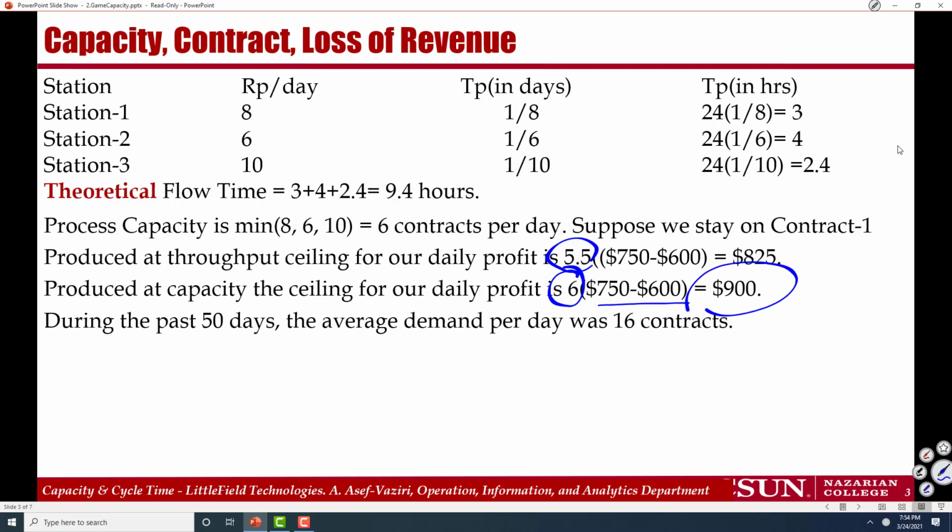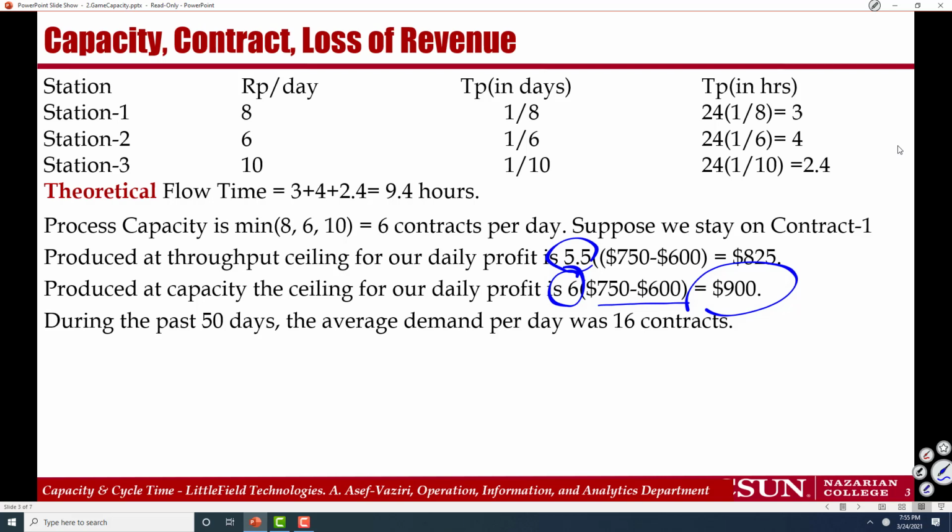The problem tells us that in the first 50 days, you have had 16 contracts per day. But because your working process was limited, not all of them have been able to come into your system, because the maximum working process allowable in the game was 20, and it has not allowed all the demand coming, because at some times the demand was coming, but there were already 20 products inside your system, so they have been rejected.